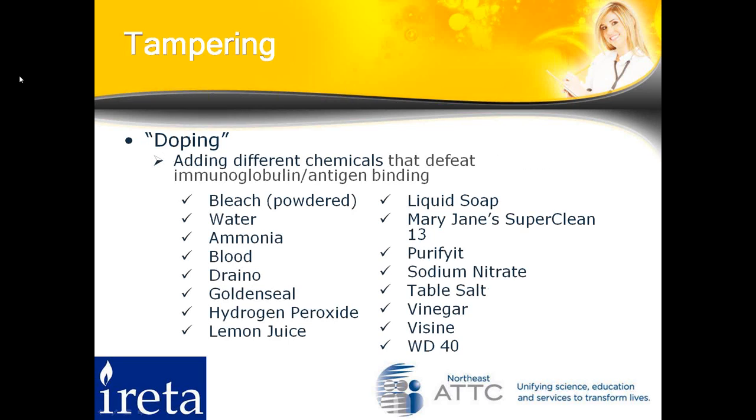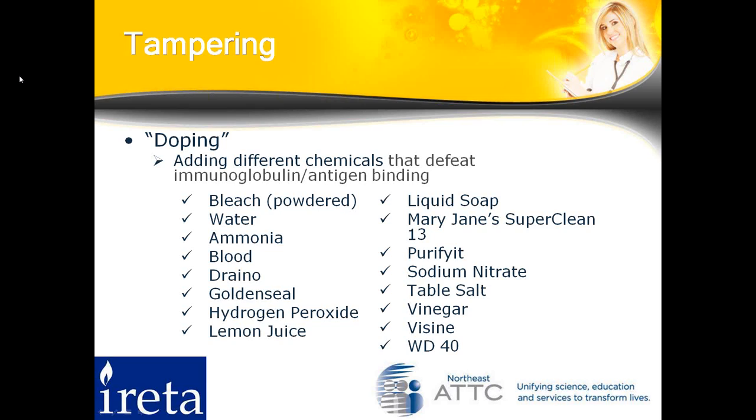When we look at doping, doping is the idea of adding something to the urine that defeats the binding in the test. And so some of the things that are added can be bleach, water, which is almost the dipping in the toilet, ammonia, blood, Drano, golden seal, peroxide, any kind of liquid hand soap, some stuff that they can get in the stores, the health food stores, or on the internet, Mary Jane Super Clean. Purify it. You can add table salt, vinegar, Visine, WD-40. These are all things that are used.